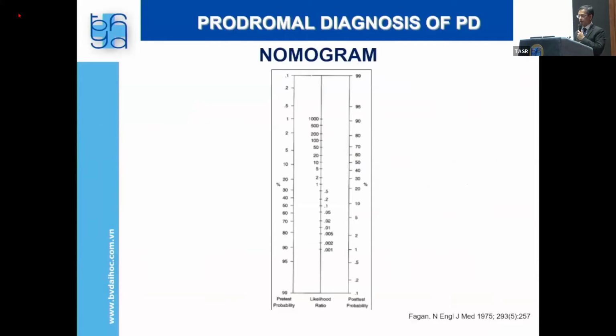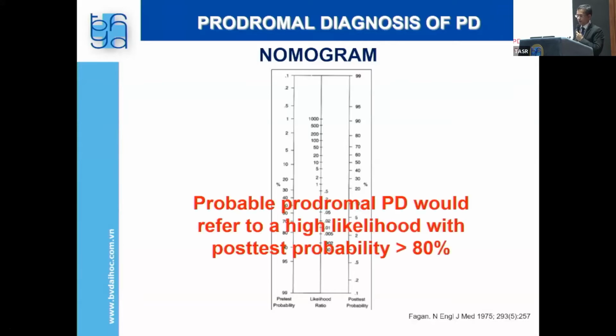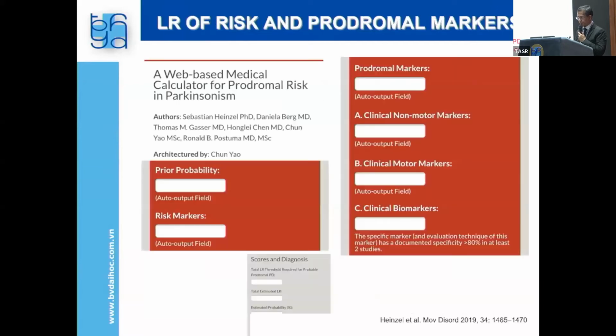On this diagram, the nomogram, you will have the pretest probability here, and the likelihood ratio here, and we draw the line, and we can read off a post-test probability. Probable prodromal Parkinson disease would refer to a high likelihood, with post-test probability of more than 80%. We also have a calculator for the prodromal risk for Parkinsonism on the MDS website.